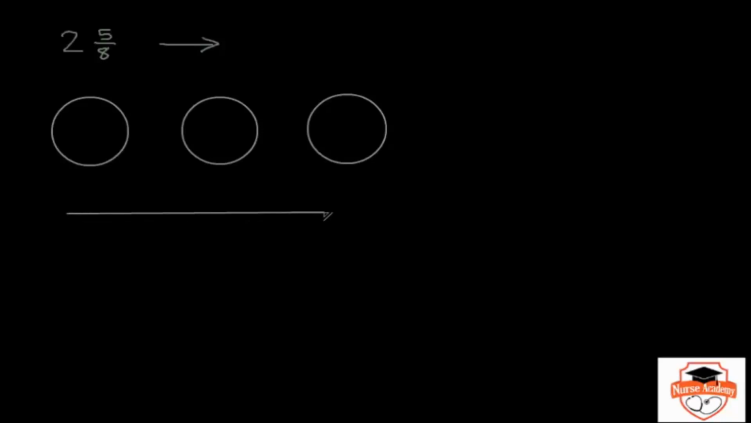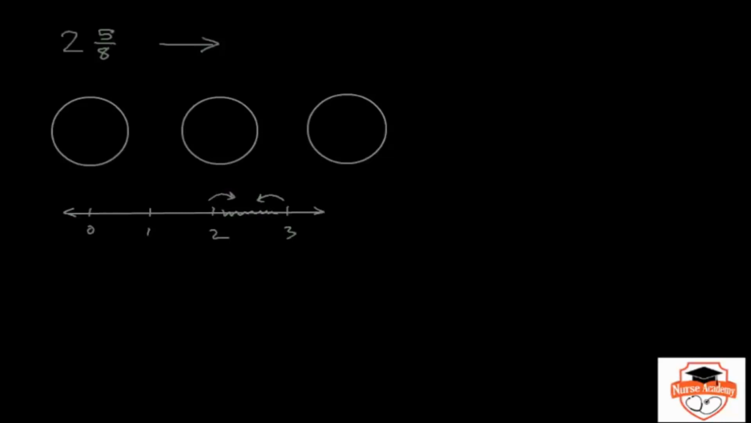So it's 2 wholes, 1 whole, 2 wholes, and then 5/8 from the third. So it's a number that's larger than 2 but smaller than 3. So if you were to plot this number 2 and 5/8 on the number line, you have 0, you have 1, you have 2, you have 3, and so on. 2 and 5/8 will be somewhere between 2 and 3. Larger than 2 but less than 3.